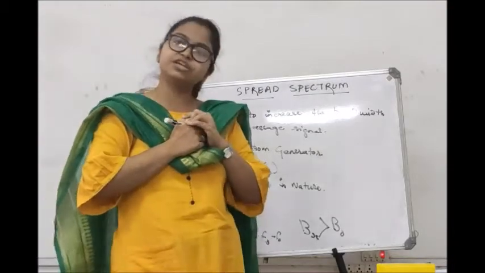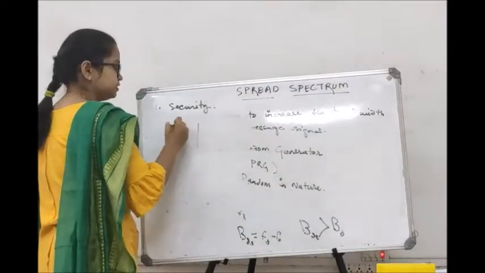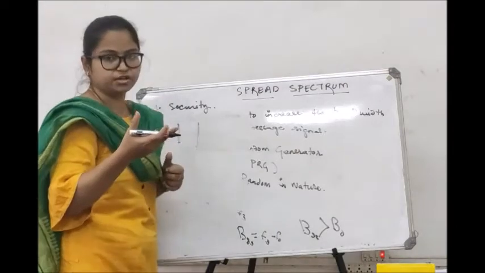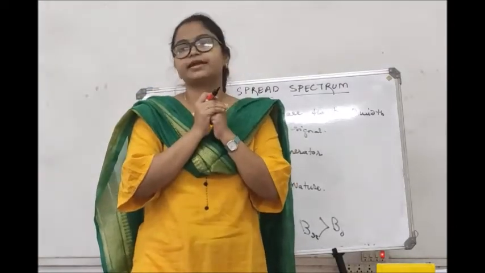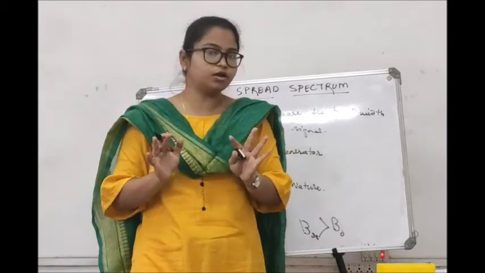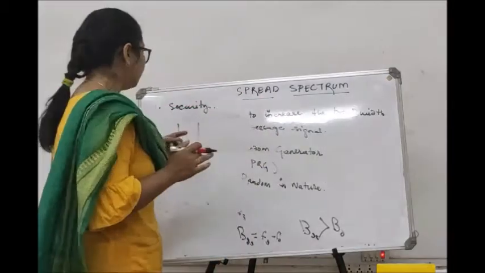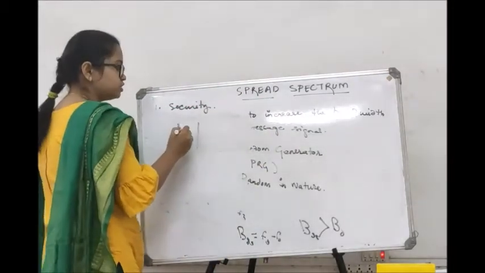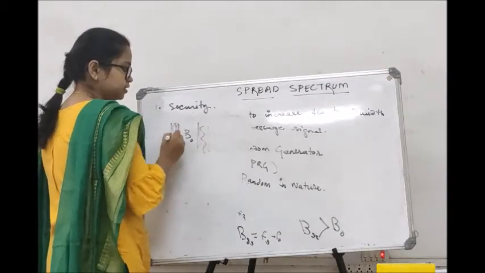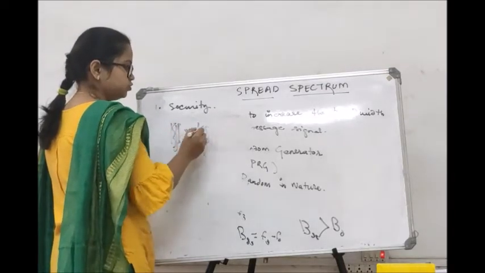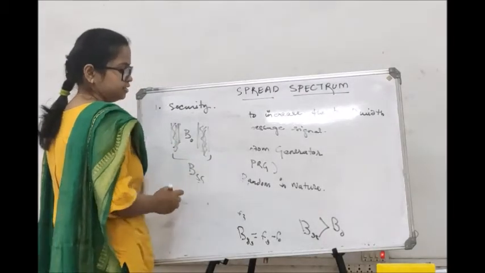Okay, how is security achieved? See, suppose your signal channel is this. Bandwidth means capacity after all. How many bits per second are transmitted? That is what we essentially call bandwidth. Now, suppose this is the original bandwidth. Now, what are we doing? We are adding some random signals, pseudo random generator, and we are increasing the capacity to B_SS.